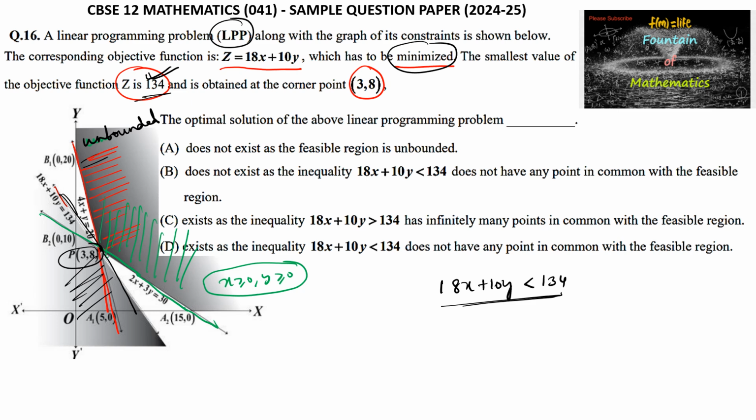We can consider 134 as a minimum value obtained at the corner point 3 comma 8. So 18x plus 10y less than 134 does not have any point in common with the feasible region, and it is existing. So we can go with option D. Option D is the answer.